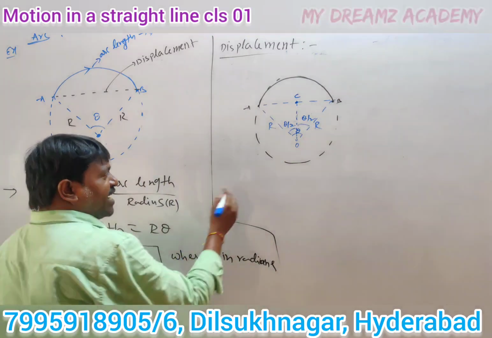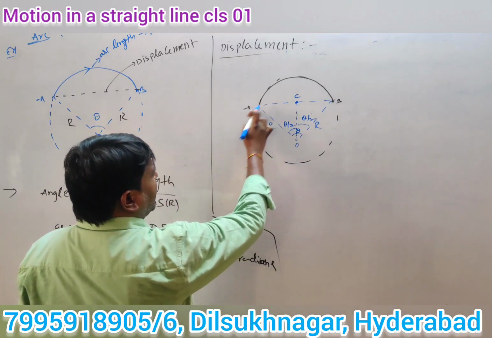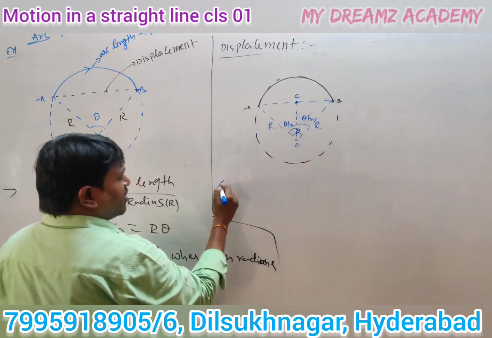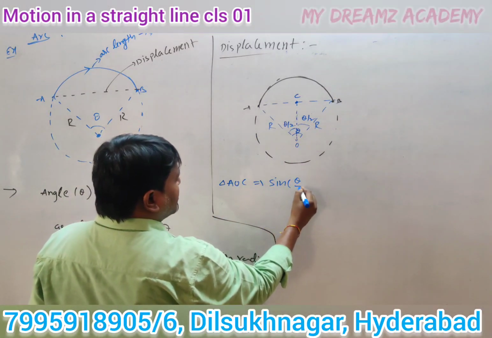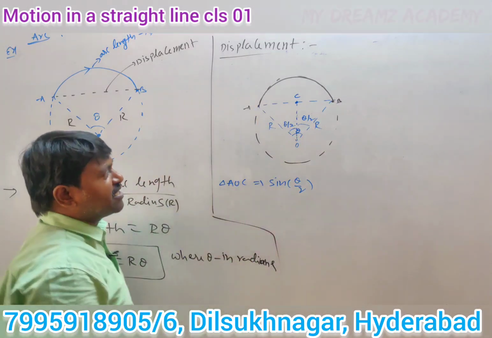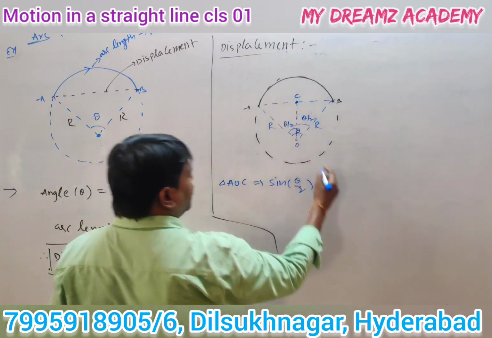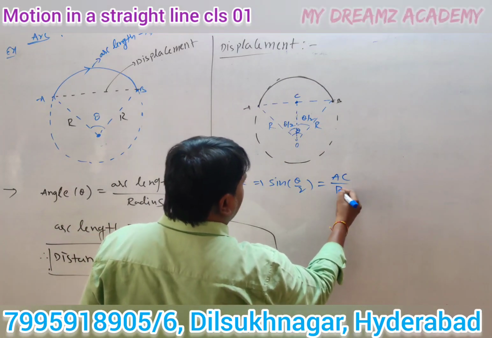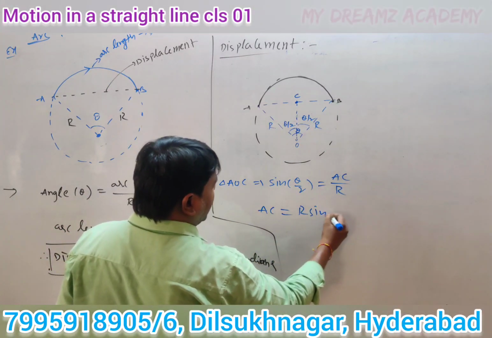So apply sine angle for this right angle triangle. Here, in right angle triangle AOC, apply sine theta by 2, that is equal to opposite by hypotenuse. Here the hypotenuse is the radius, so the opposite is AC. AC by radius. Now what is the value of AC? AC equals r sine theta by 2.